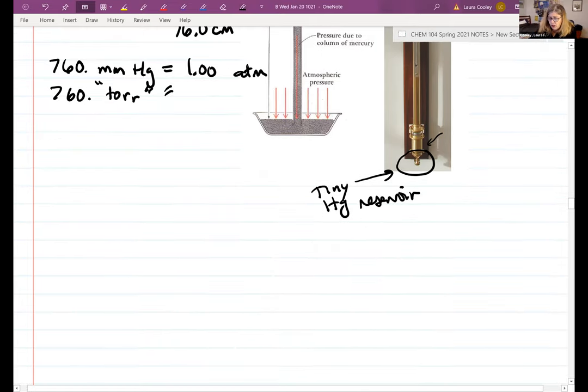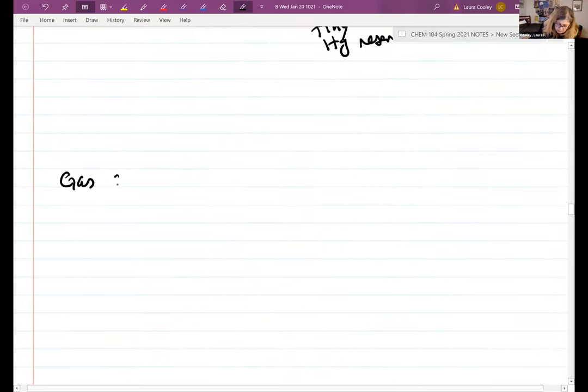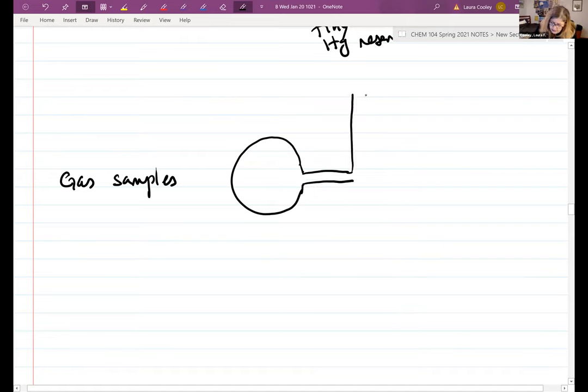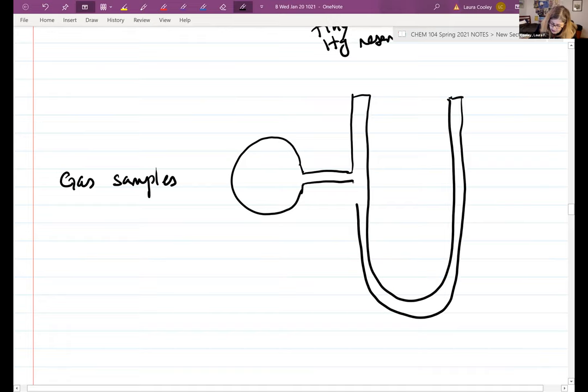All right, so we talk a lot about gas samples. If you have a sample of gas in a container, like in a round bottom flask, you can't use a barometer to measure its pressure. So what we use instead is something we call a manometer. Nowadays you can do this electronically, but this is the old fashioned manometer. I have one of these in my lab in Clark Science. It doesn't look like this because it's much taller and thinner. This looks rather strange, but you have a valve.